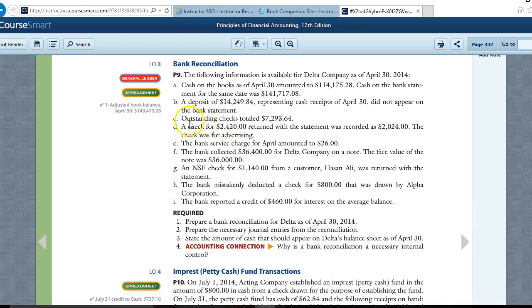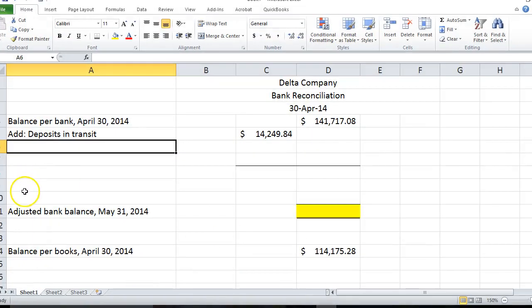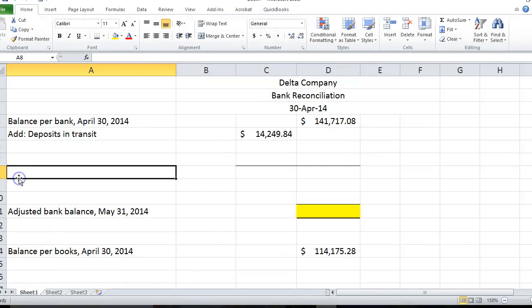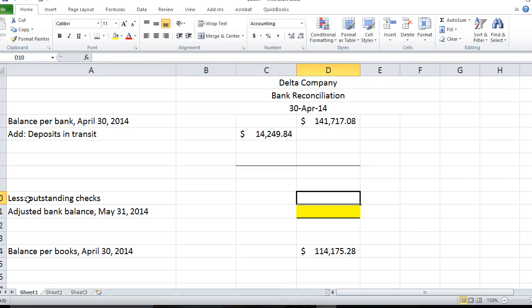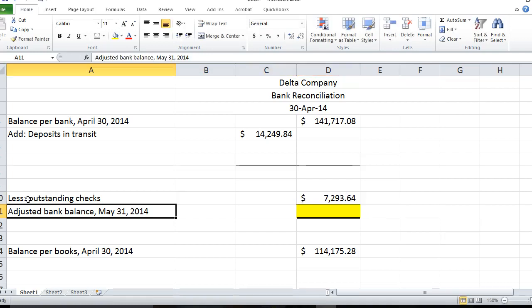It said outstanding checks totaled $7,293.64. So that tells me that they are on our book balance, but they haven't hit the bank yet. So we're going to need to adjust the $7,293.64 by showing less outstanding checks of $7,293.64.